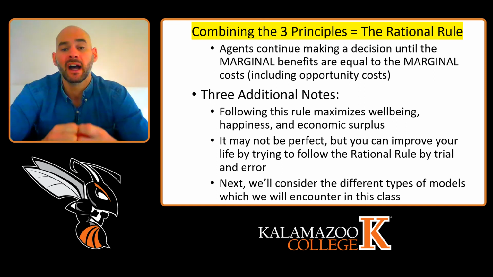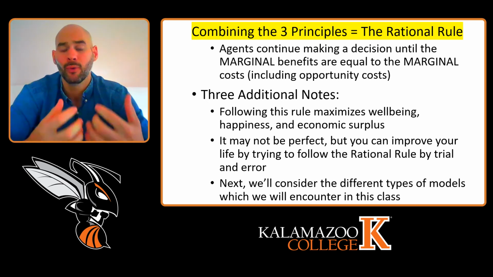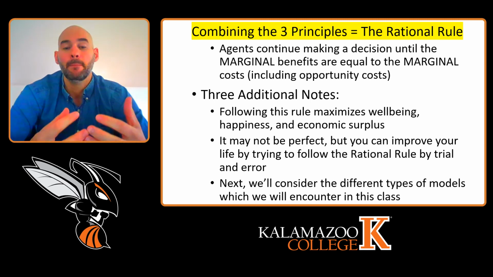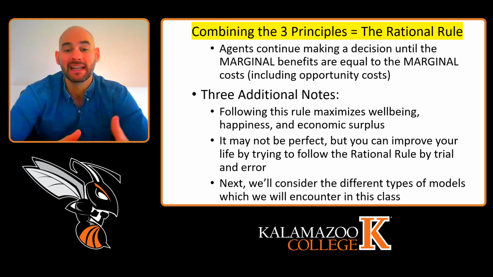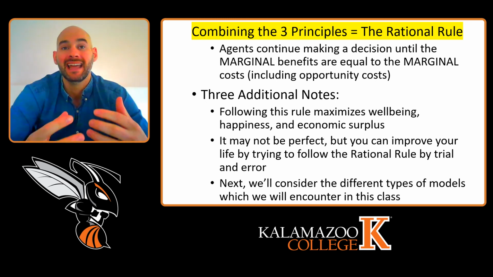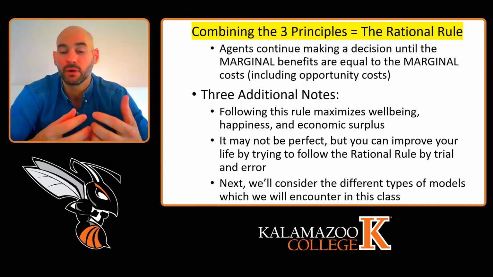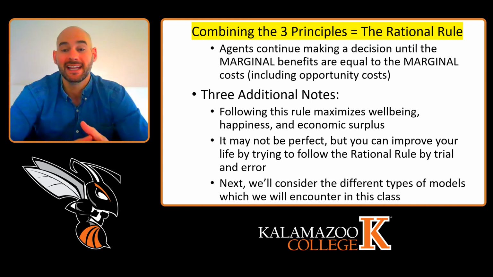And so in the next video, we're going to consider the different types of models, which we will encounter in this class. But it's important to remember that economists make these assumptions about individuals and economic agents because they think that this is how people should behave, and that you are going to be better off in your personal life, in your professional life, if you make decisions in accordance with this rational rule, depending on whatever your objective function is, depending on what matters to you, what brings you happiness.